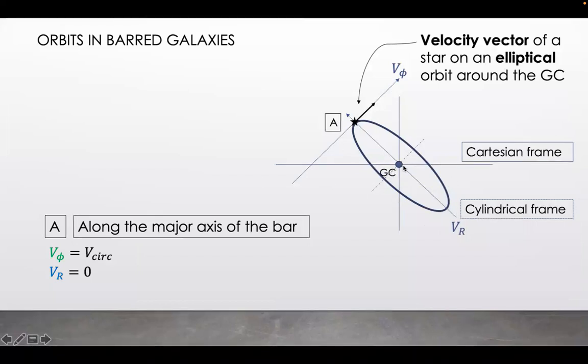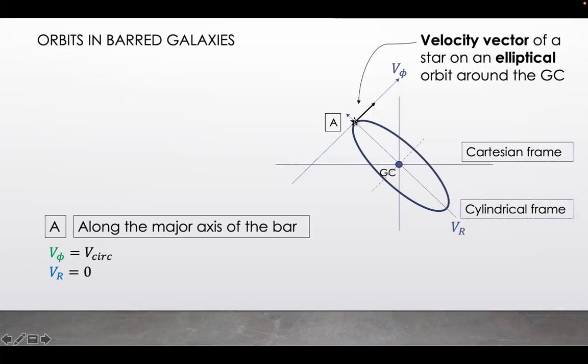So the galactic center, the Cartesian frame, we have a velocity vector, and now we decompose this velocity vector in cylindrical coordinates, in polar coordinates. And we will do this exercise at four positions on the elliptical orbit. In this first, labeled A, we are along the semi-major axis.